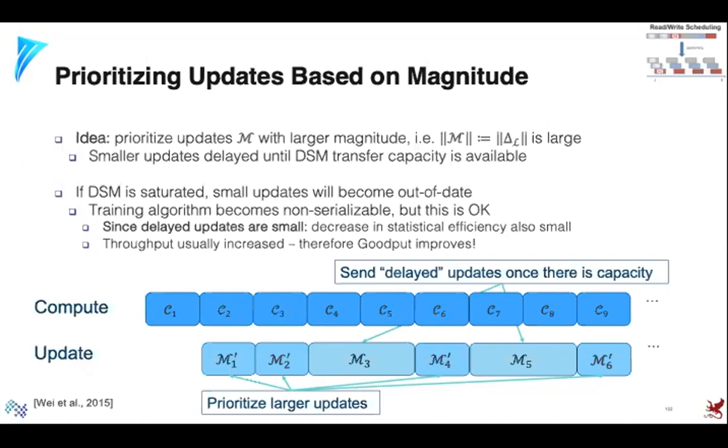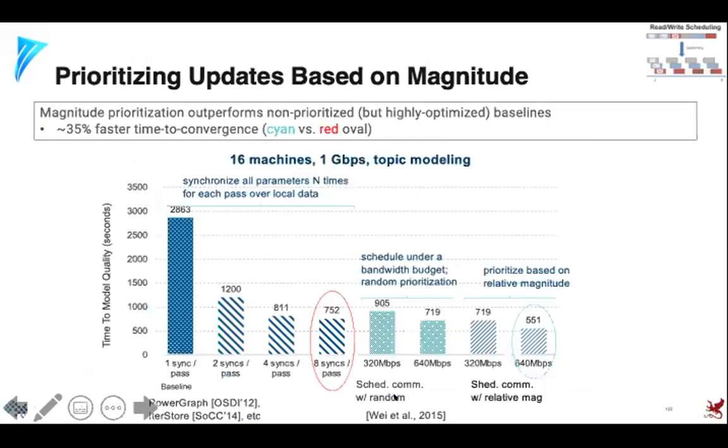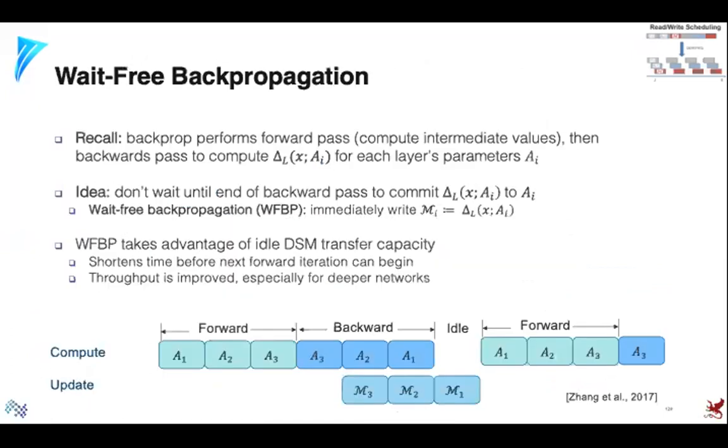The disadvantage here is that if transfer capacity gets saturated, as can happen in a network that's shared, then the small updates can be delayed for an indefinite amount of time, and that breaks serializability. But the damage isn't too much because the delayed updates are small. So the decrease in statistical efficiency from losing small updates is provably small. In general, you get a throughput increase that outweighs the statistical efficiency loss, therefore throughput improves. The upshot is that you can get about 35% better throughput versus even other highly optimized baselines.